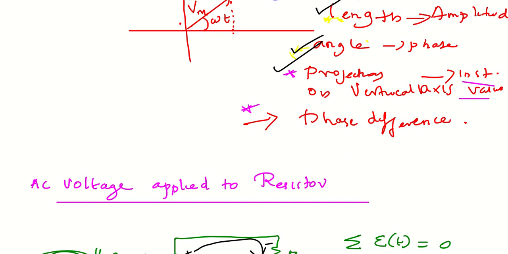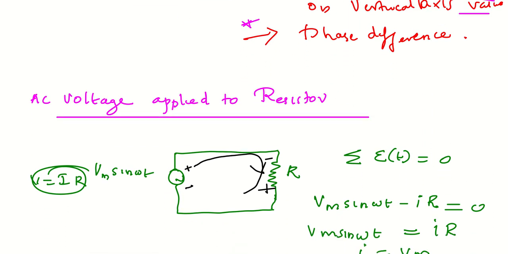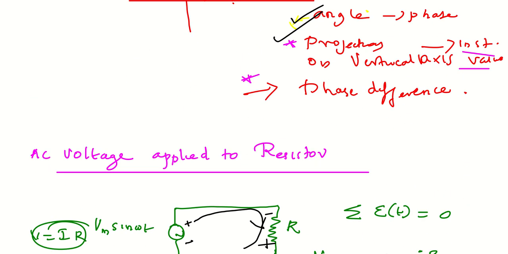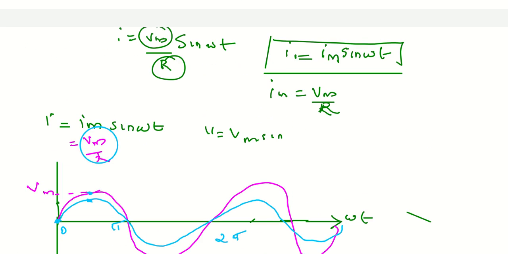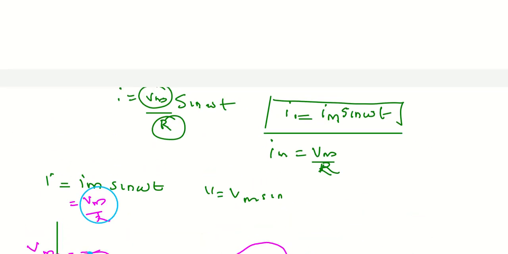And we studied the AC voltage applied to a resistor. Here we are considering an AC source and a resistor, and we applied Kirchhoff's law: Vm sin omega t minus IR is equal to 0. Vm sin omega t represents the sine function of the AC voltage, and we know that the voltage across a resistor is equal to IR. So I is equal to Vm sin omega t divided by R, that is, I is equal to Im sin omega t.